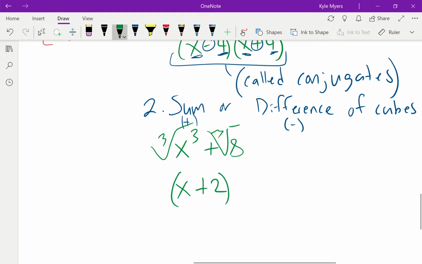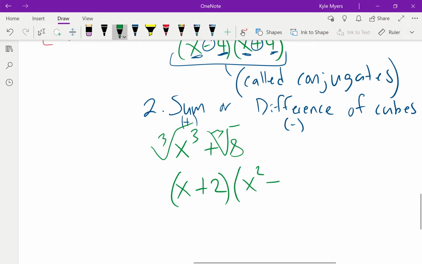All right, done. Just kidding. Okay, so what we're going to do is x plus 2. Then we have x squared. So you square the first thing, then you multiply them by each other. All right, so 2 times x. Oh, and this is minus, by the way.